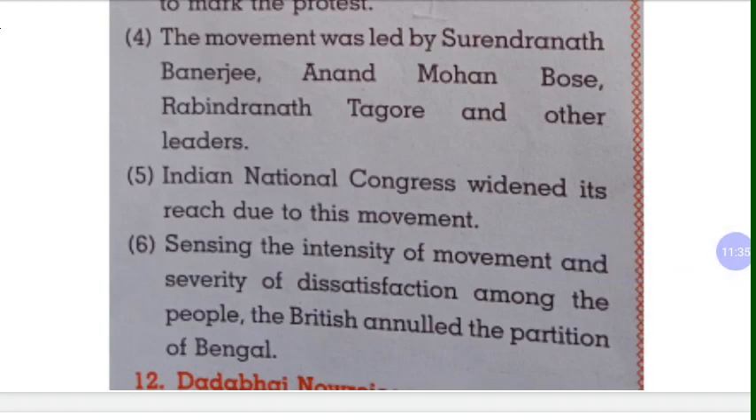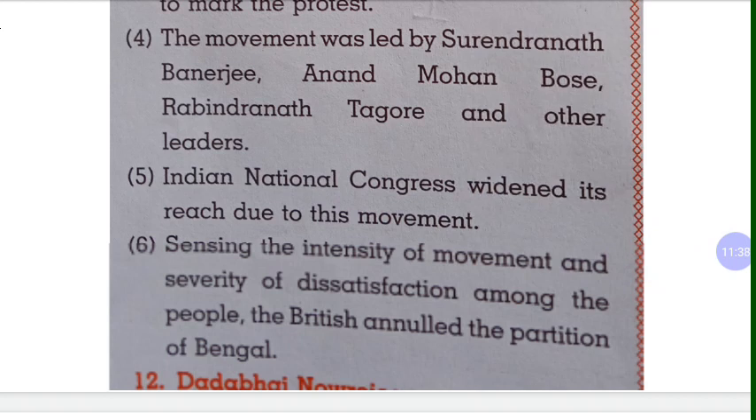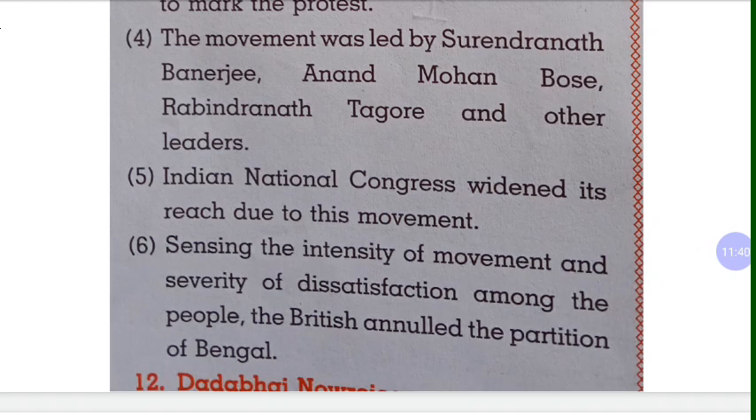So the Britishers annulled the partition of Bengal, means after so many movements, by observing this National Mourning Day, the Britishers annulled the partition. मतलब रद्द कर दिया. Partition was not done, it was cancelled. The Britishers annulled the partition of Bengal, means रद्द कर देना.